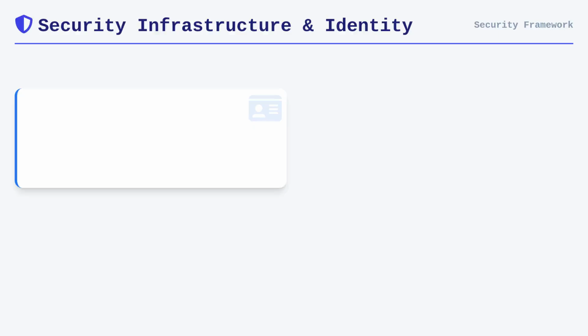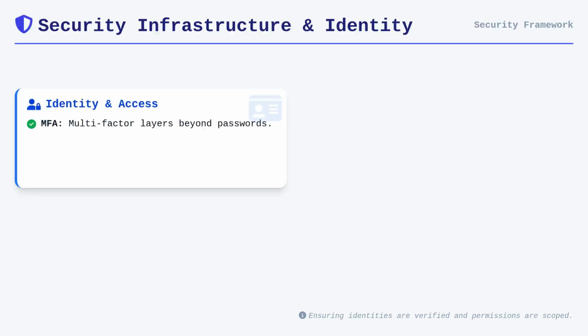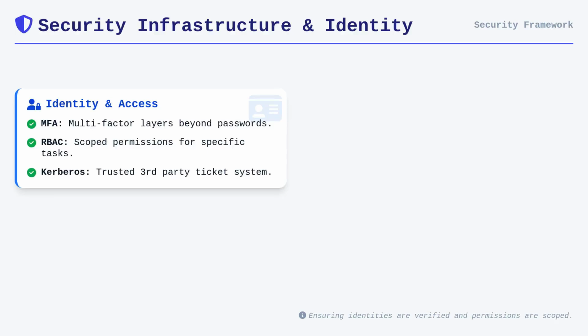Authentication and authorization are the final pieces of this security puzzle, ensuring that identities are verified and permissions are scoped correctly. Multi-factor authentication adds that necessary layer of friction beyond simple passwords, while role-based access control ensures that administrators only possess the permissions required for their specific tasks. Protocols such as Kerberos are widely used in enterprise environments to provide strong authentication across distributed systems, relying on a trusted third party to issue tickets for service requests.